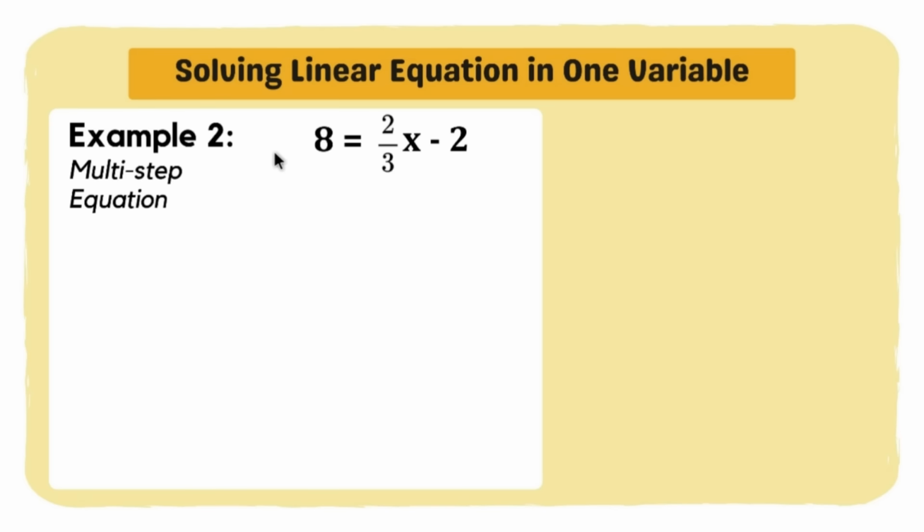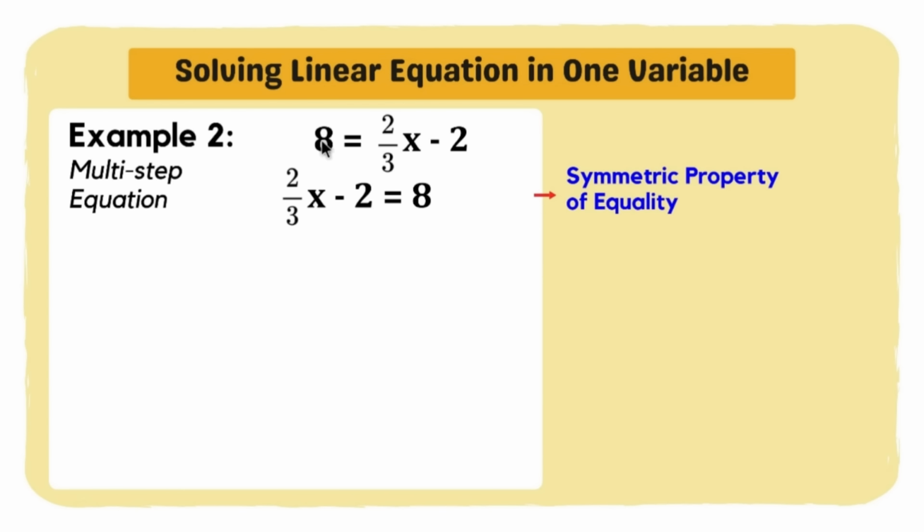To do that, we can actually use the symmetric property of equality. Pwede nating i-flip or baliktarin lang natin ito. Yung 8 mapupunta sa right side and lahat ito 2/3 x minus 2 mapupunta sa left side. So there you go. We now have here the new orientation. 2/3 x minus 2 is equal to 8.